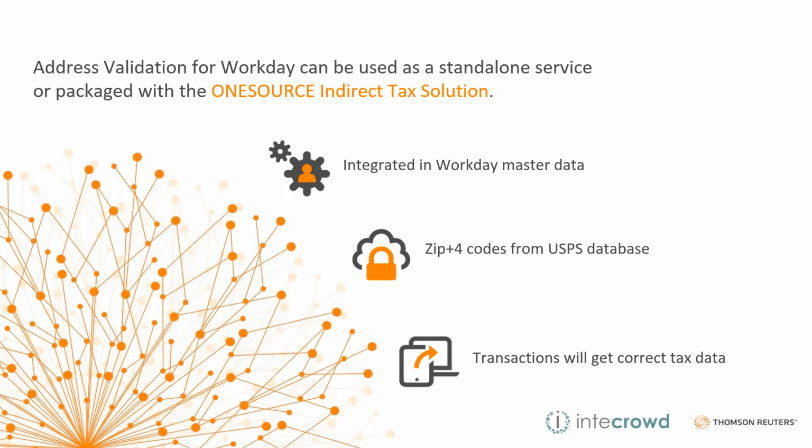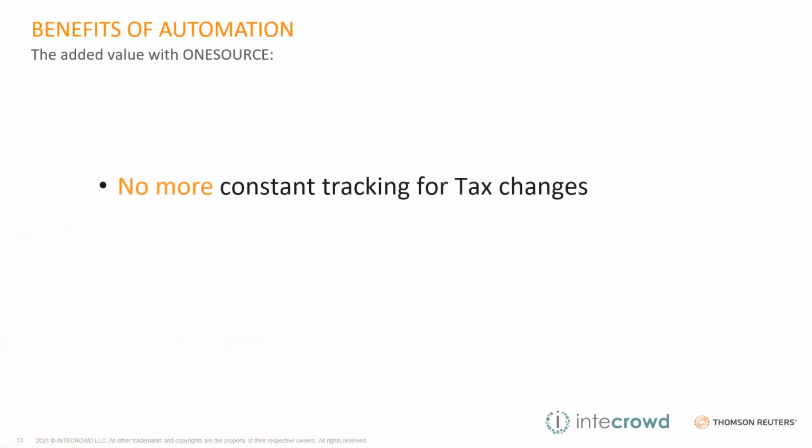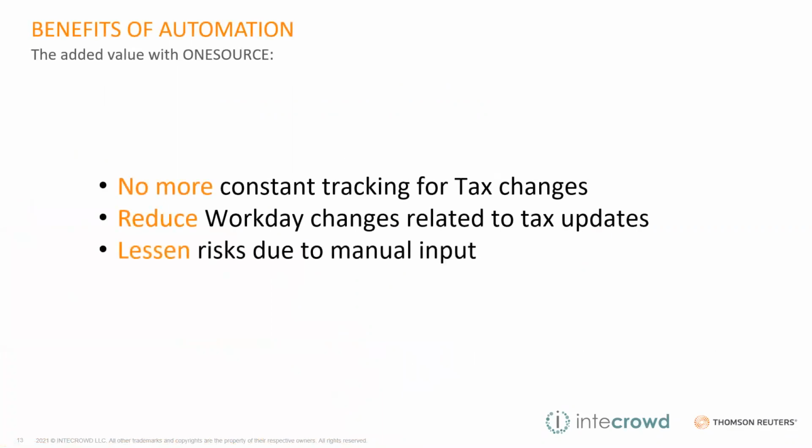And to wrap it up on the next slide, the added value of automation of tax in Workday using ONESOURCE is that your tax team won't need to constantly and manually track for tax changes. Because our tax content is updated monthly, and also if there are multiple updates during the month, we will update the tax contents. You don't need to actually track those tax changes because everything will be done in the back end on the Thomson Reuters ONESOURCE tax engine side.